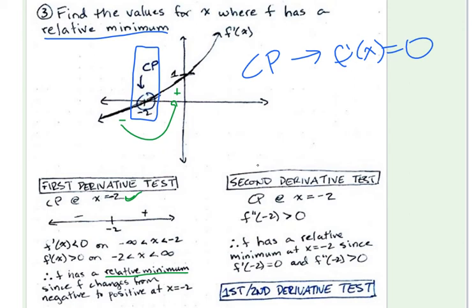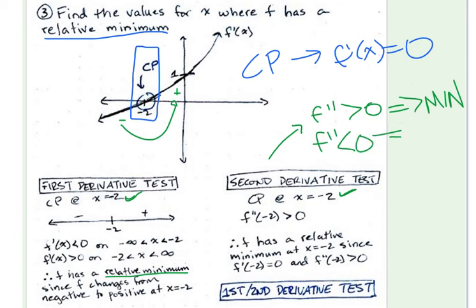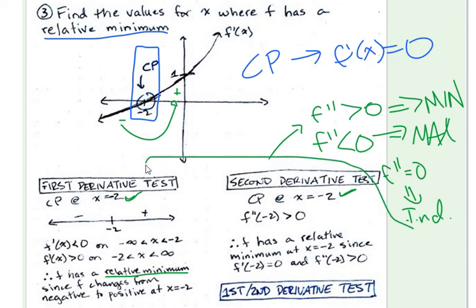The other way you can do it is via the second derivative test. The way the second derivative test works is you identify the critical points, and then you use the second derivative. If the second derivative is greater than 0, then you get a relative minimum. If the second derivative is less than 0, you get a relative maximum. And if the second derivative is equal to 0, the test is indeterminate, so I'm just going to write IND. You'll have to use the first derivative test, so I'll put an arrow saying use the first derivative test.